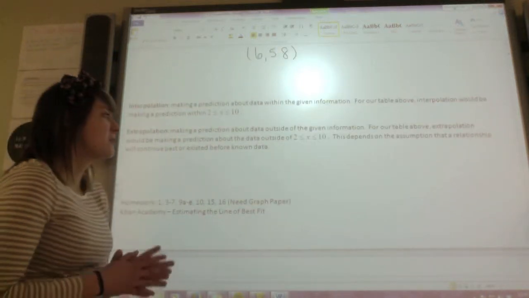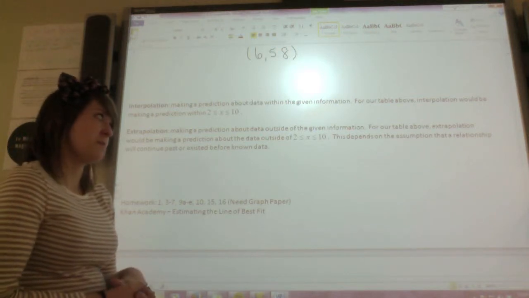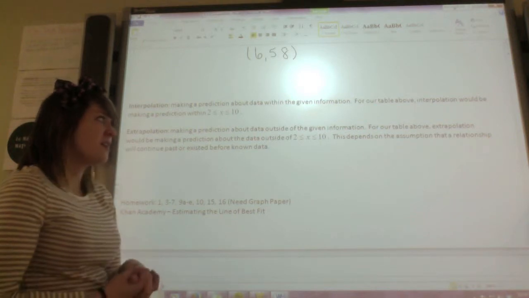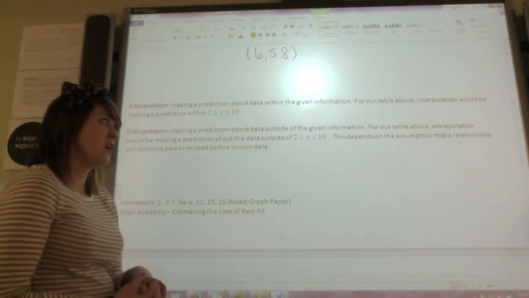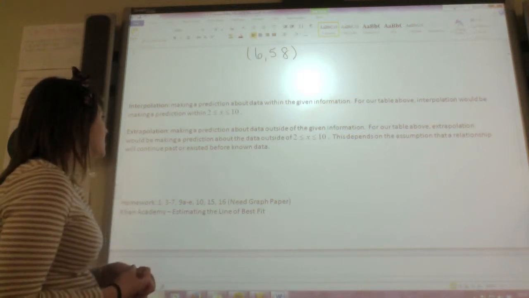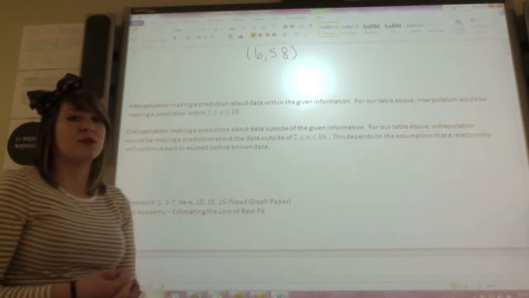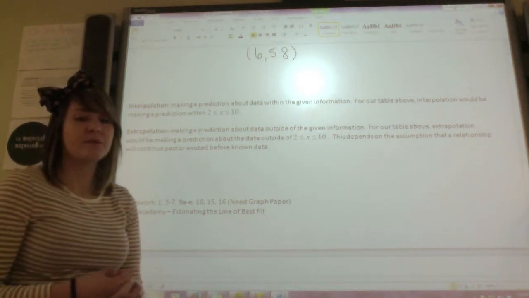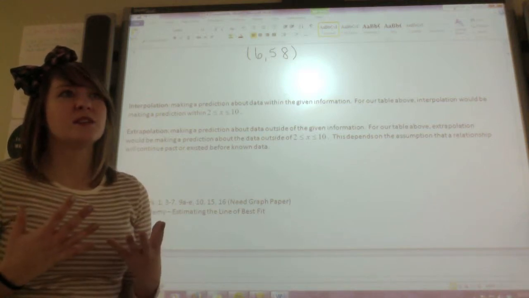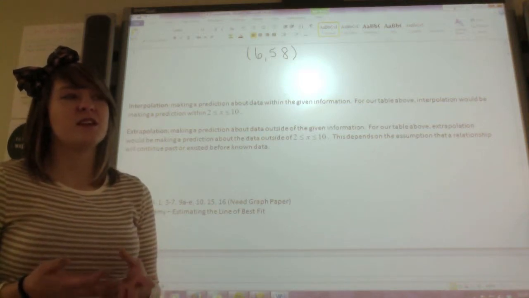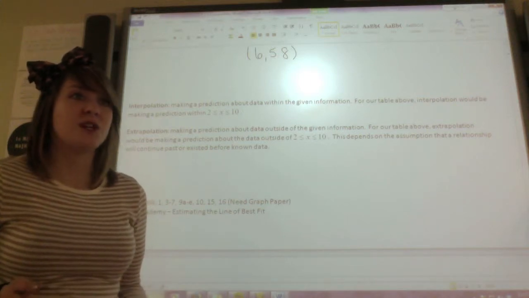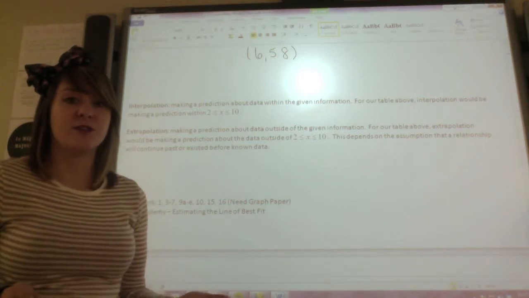Extrapolation is making a prediction about data outside of the given information. For our table above, extrapolation would be making a prediction about the data outside of the range between 2 and 10. When you extrapolate data values, this depends on the assumption that a relationship will continue past, or existed before, the known data. So extrapolation is not always a good thing, because we know that in history, we don't always have situations that continue the same trends over years and years.